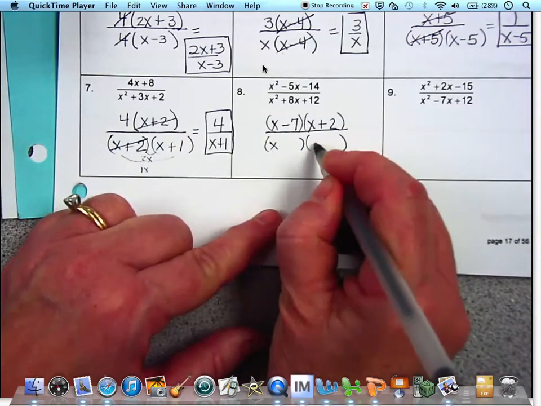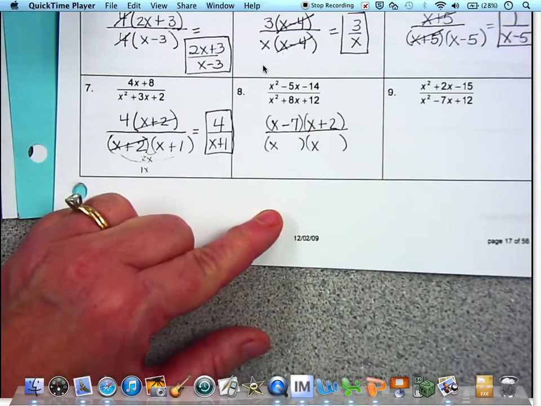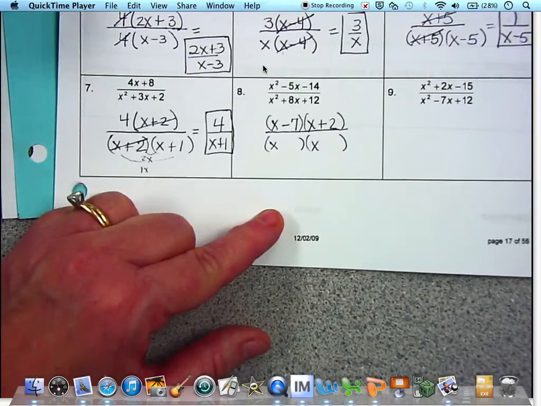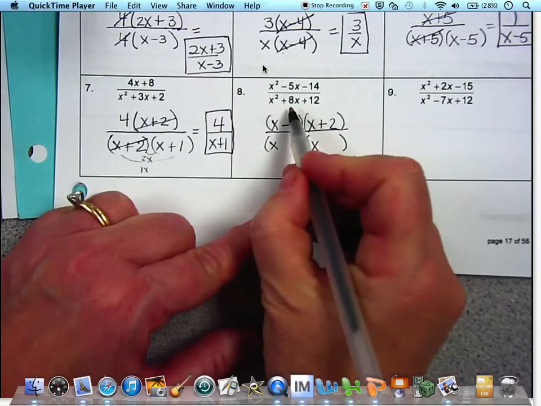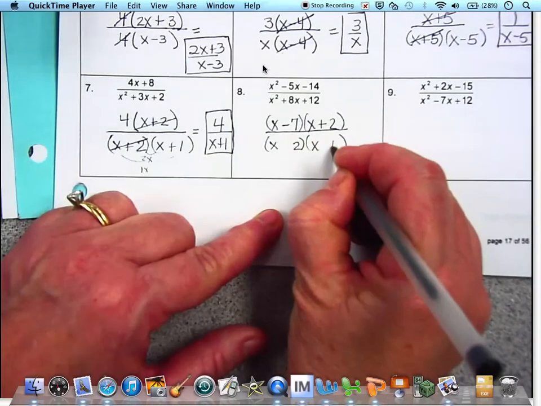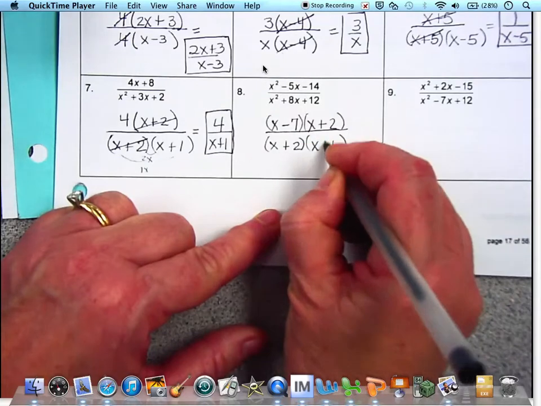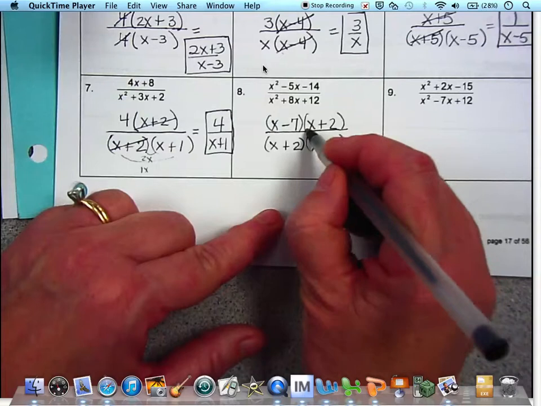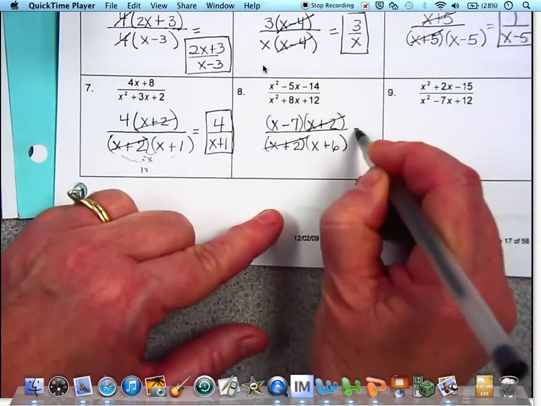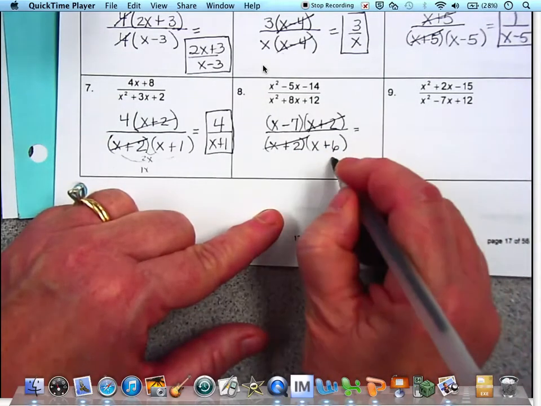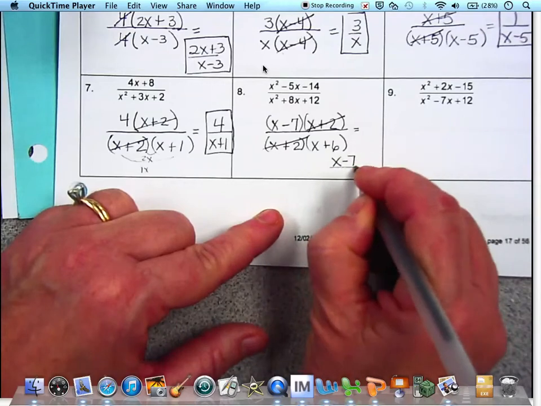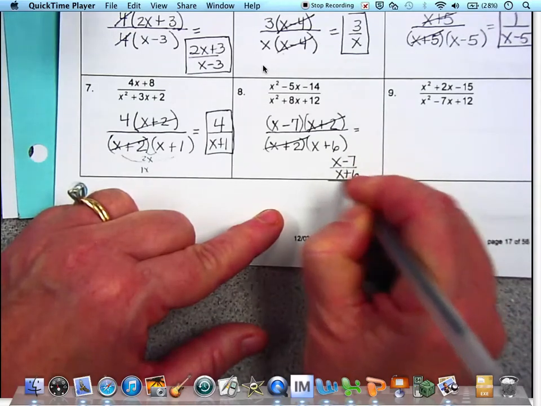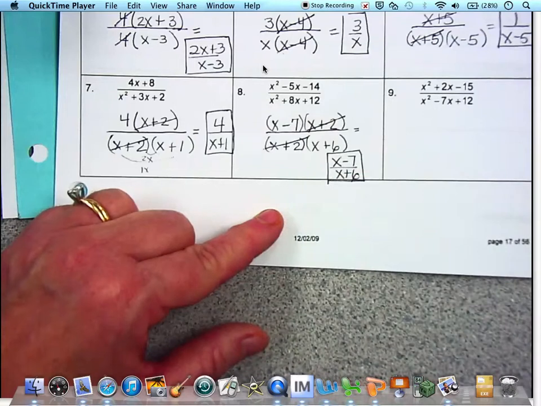So x times x, 12. We could do 4 times 3 or 2 times 6. We're trying to get 8, so 2 and 6. So we ended up with an x plus 2 on top and bottom. Our answer would be x minus 7 over x plus 6. Good. Okay, y'all do number 9.